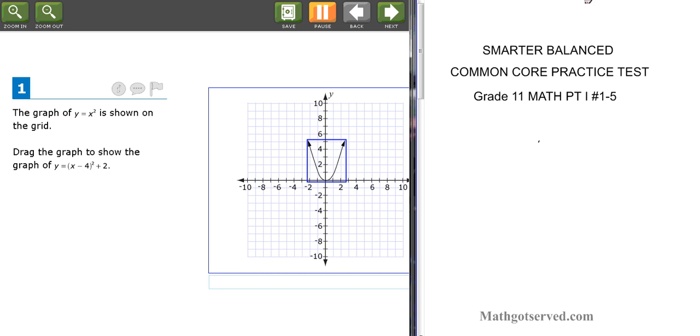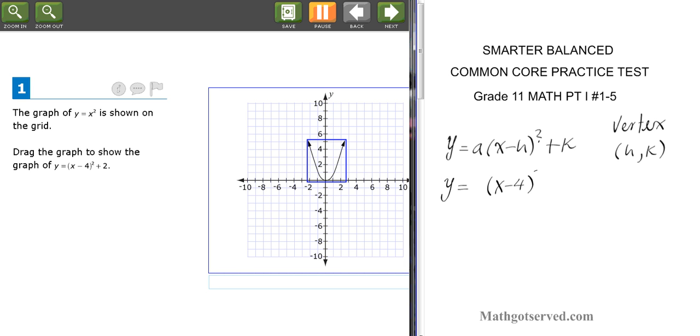Now, this problem is assessing our ability to generate transformed quadratics. So the equation for a transformed quadratic is y equals a(x minus h) squared plus k. In this situation, all we need is the vertex. If you have a quadratic in this form, the vertex is simply h for the x coordinate and k for the y coordinate. So this form that we're looking at here, y equals (x minus 4) squared plus 2, I'm going to write it underneath this equation right here. Y equals (x minus 4) squared plus 2.